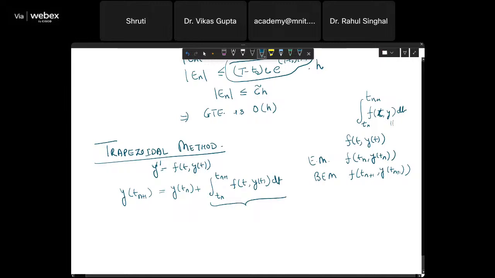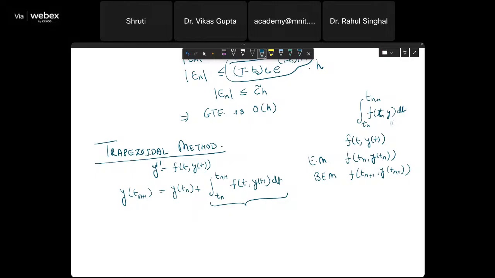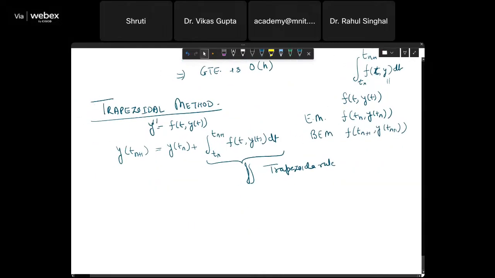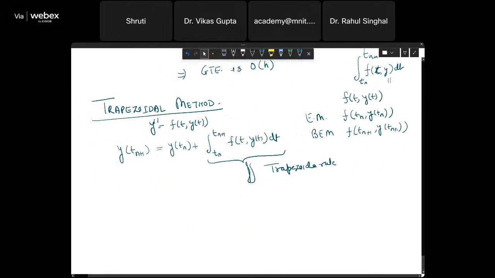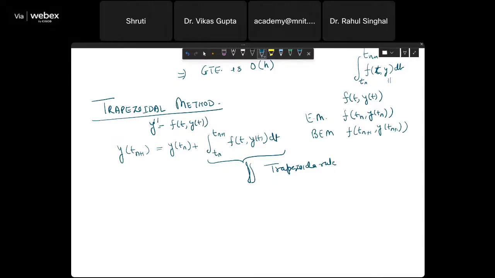So our idea is the same as we used earlier for deriving the two methods, Euler and backward Euler: we are going to approximate this integral part. Here we are going to approximate it with the help of the trapezoid. What does it mean? From the physical interpretation of the integral, this integral gives us the area under this curve over the interval Tn to Tn plus 1.